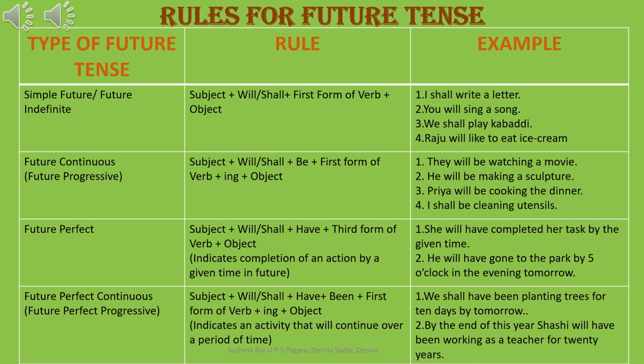One thing I would like to tell you is that the continuous tenses are these days also known as progressive tenses. So future continuous becomes future progressive and future perfect continuous becomes future perfect progressive tense. In the same way, present and past continuous tenses are also called present progressive and past progressive tenses.